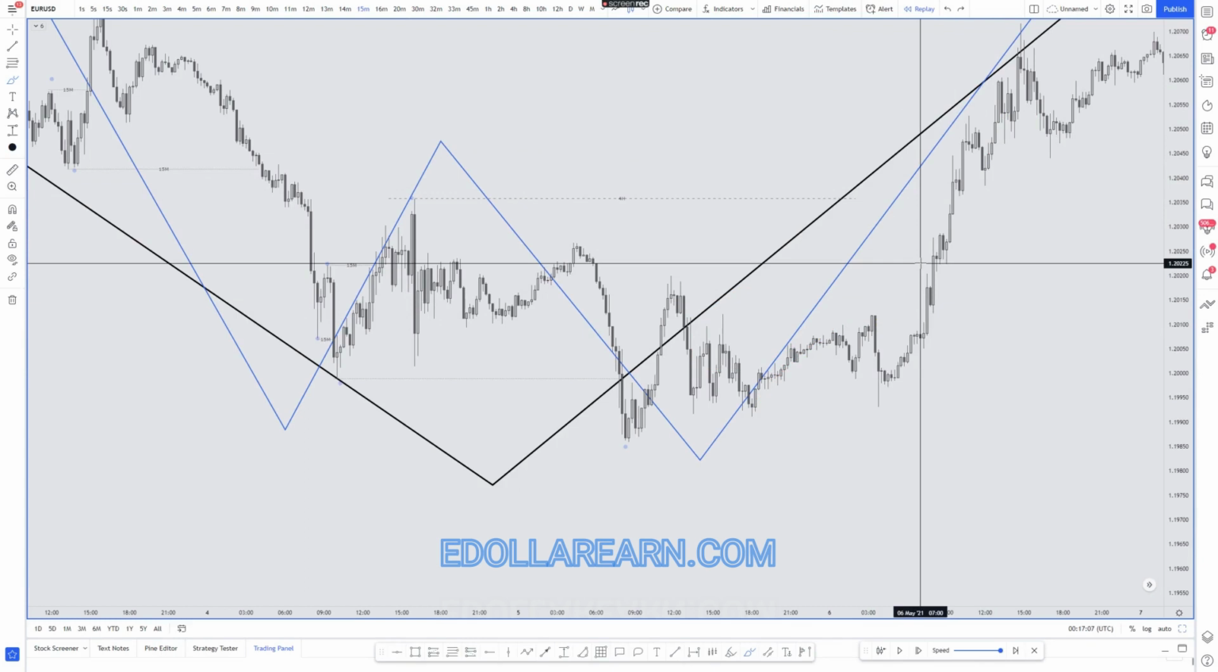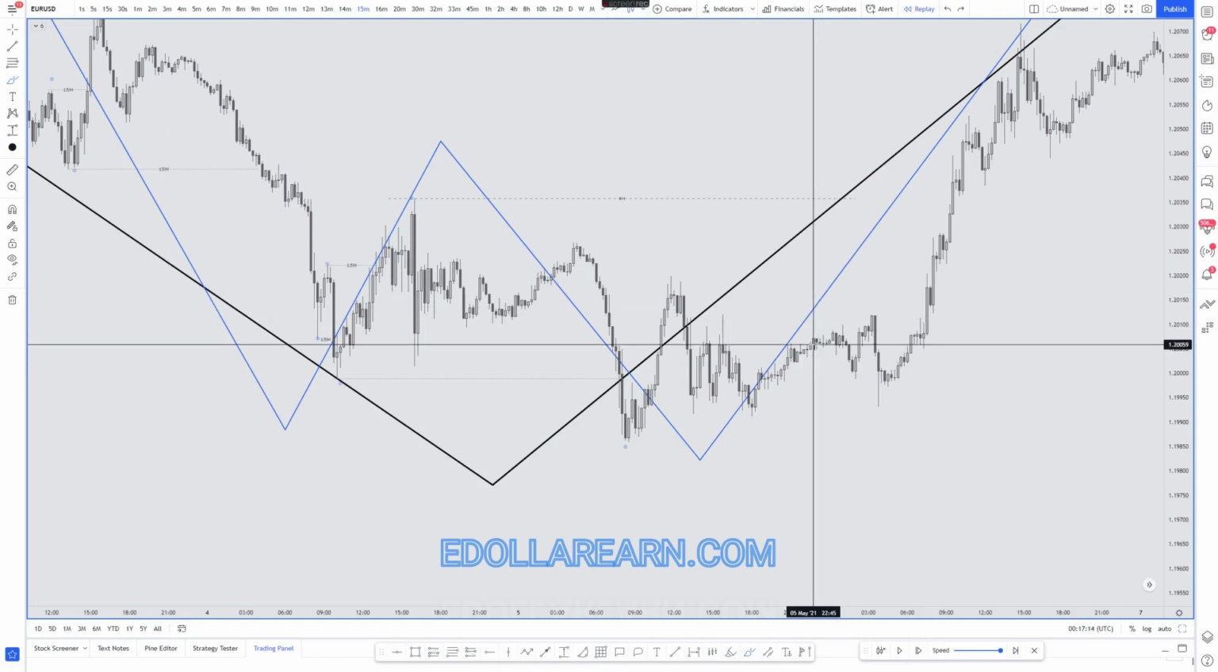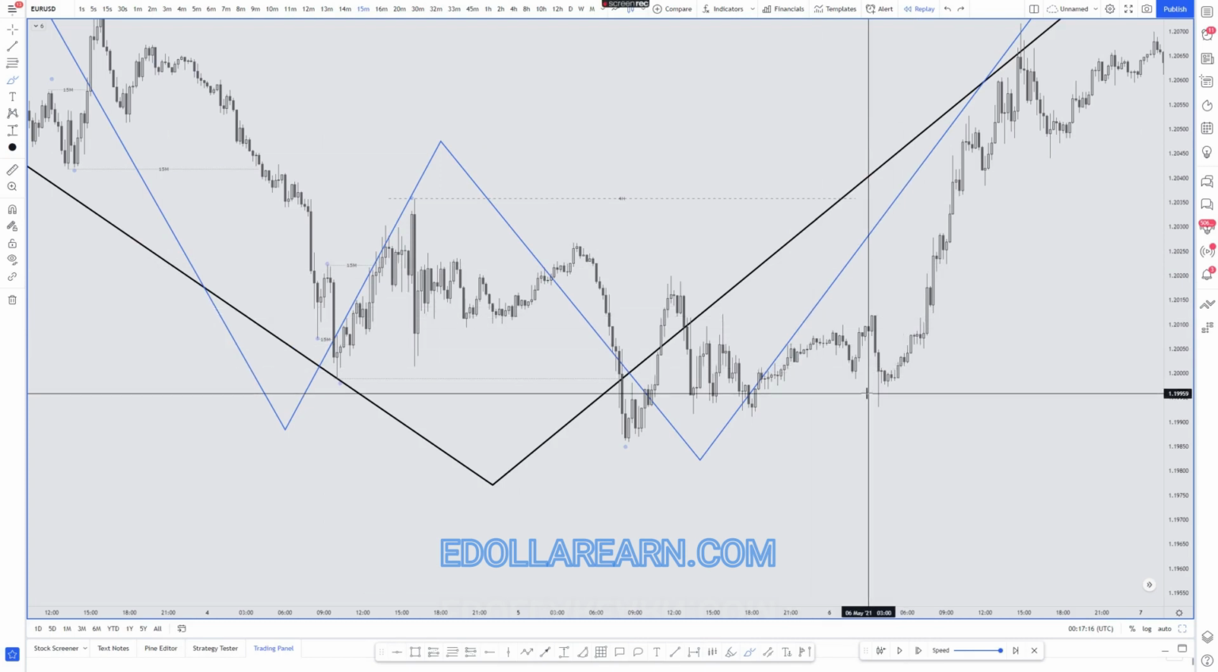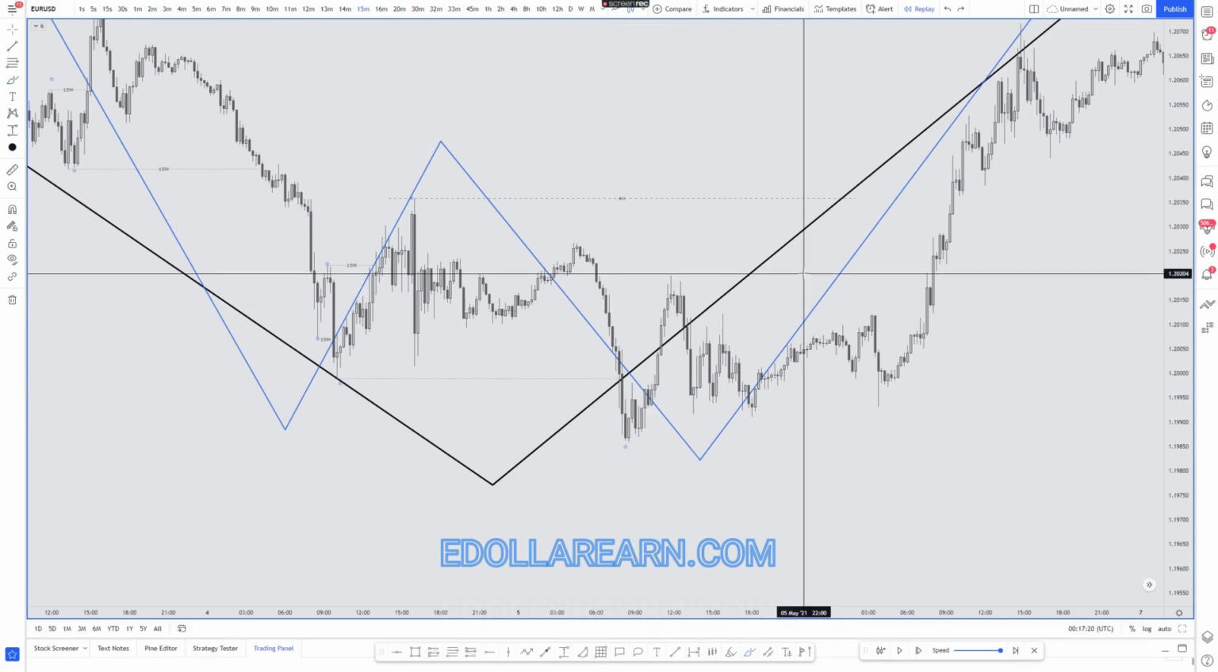So we're always ultimately just trying to align the 15-minute with the 4 hour. So if the 15-minute and the 4 hour are not aligned, your trades are always going to be shorter, but you're guaranteeing yourself that you're going to pay yourself.